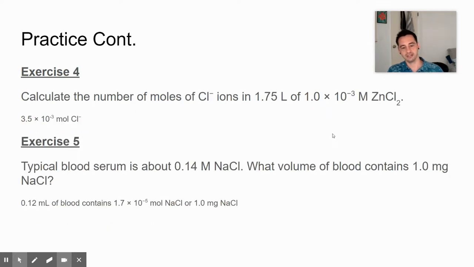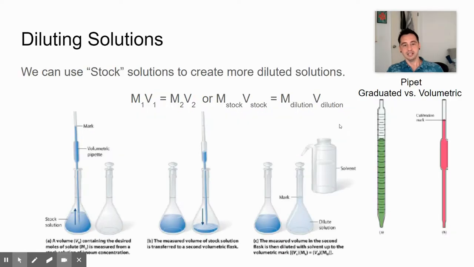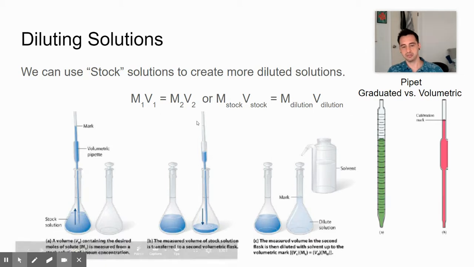Same thing here, all this stuff. Moving on. Diluting solutions, typically we use this formula M1V1 equals M2V2. Again, we kind of practiced this already. If you guys have any questions or you want me to do any problems like that, I can do them.